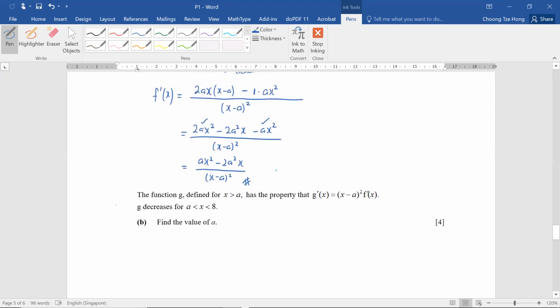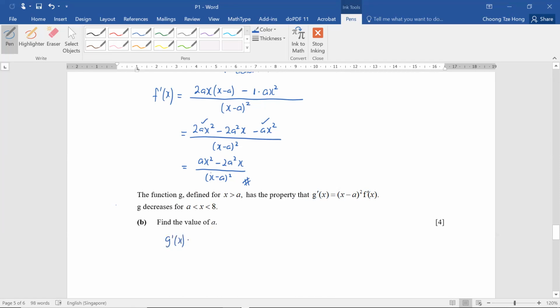Let's take a look at part B. Part B states that the function g is defined for x greater than a also. It has the property that g prime x equals x minus a squared times f prime x. This allows us to find the expression for g prime x, so let's find that first.